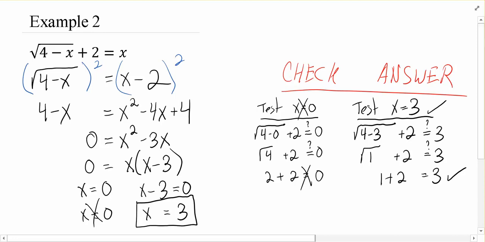We're not going to say x equals 3 and no solution or anything weird like that. We just have one answer. The other one just didn't work. So we threw it out.